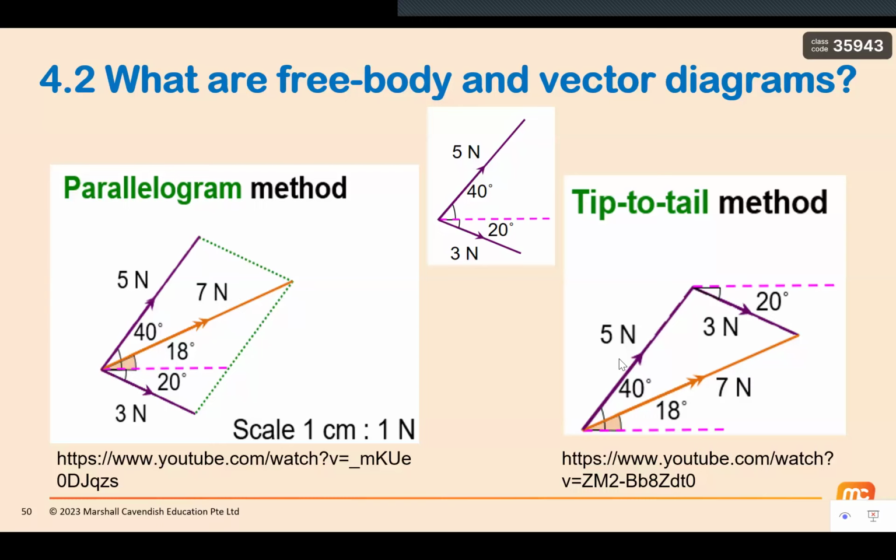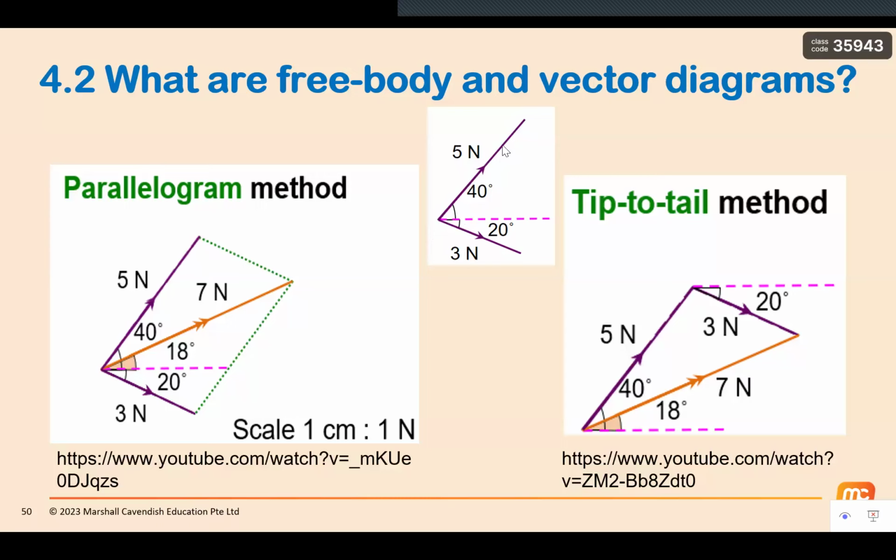Okay, tip to tail method is slightly different. Tip to tail method, I just keep one of the forces. In this case, I keep my 5 Newton. You can choose to keep the 3 Newton first, it's fine. So in my example, I keep the 5 Newton. Okay, so after the tail of the first one, I go to the tip of the second one. So I'm going to shift this 3 Newton force upwards, so that it continues after the 5 Newton.